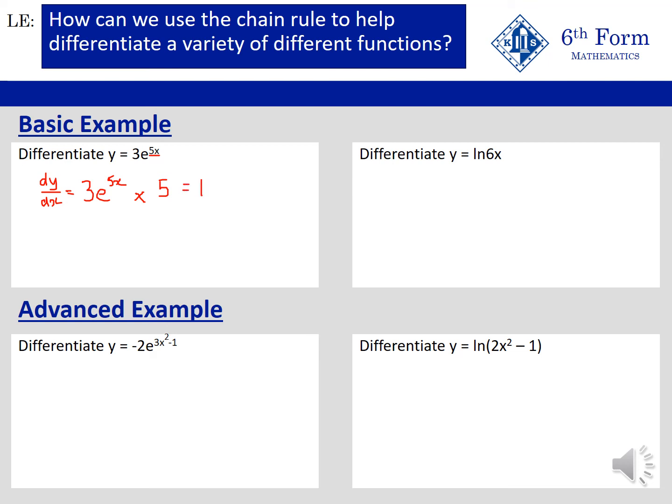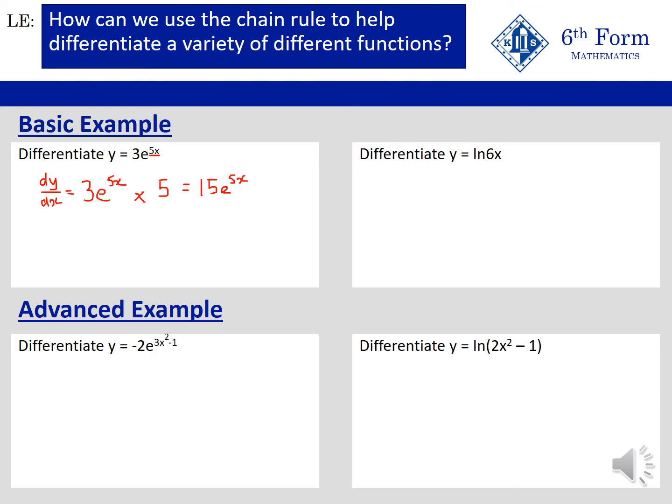So that's given us a value of 15 e to the 5x. So note the 5x has stayed the same, because when you differentiate the exponential function it doesn't change, but we've had to multiply by 5 because it was 5x, not just x.